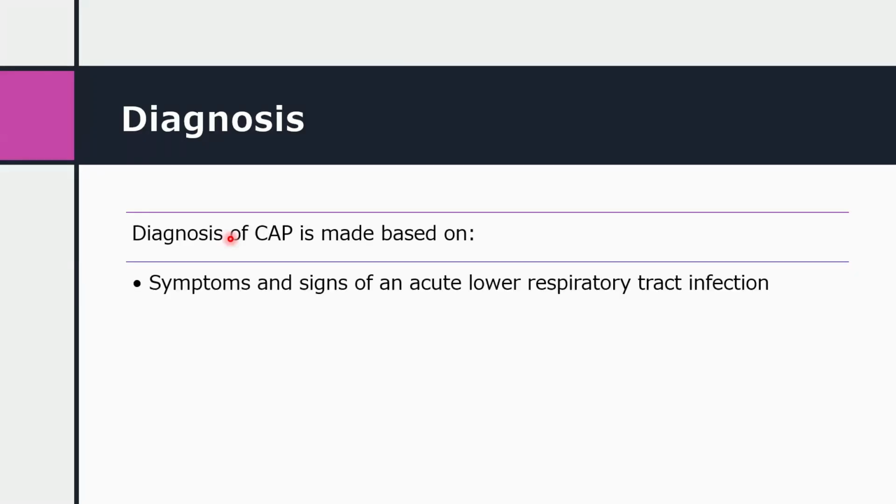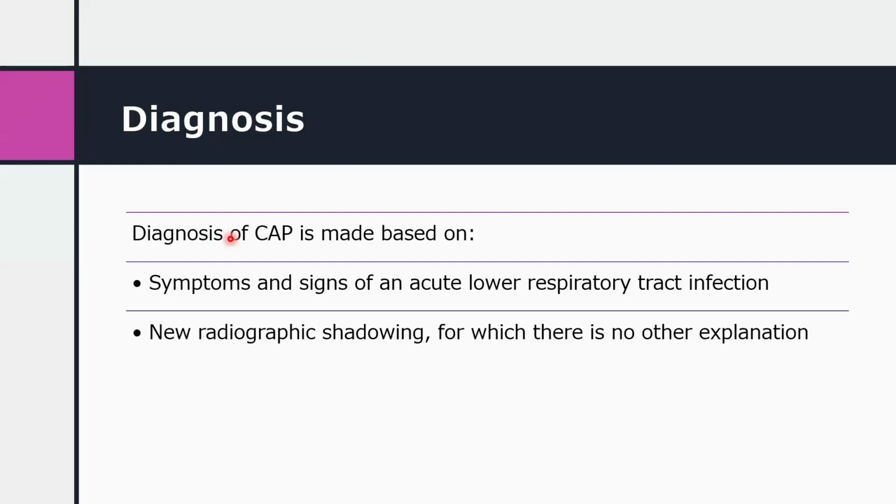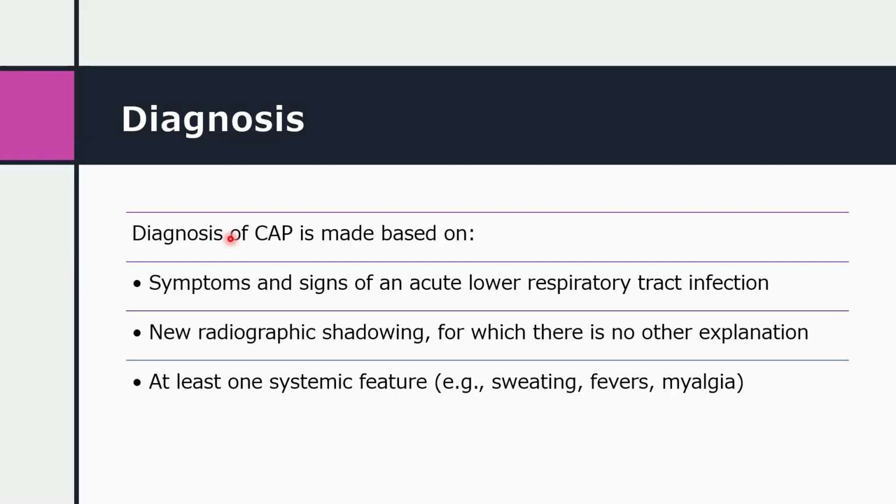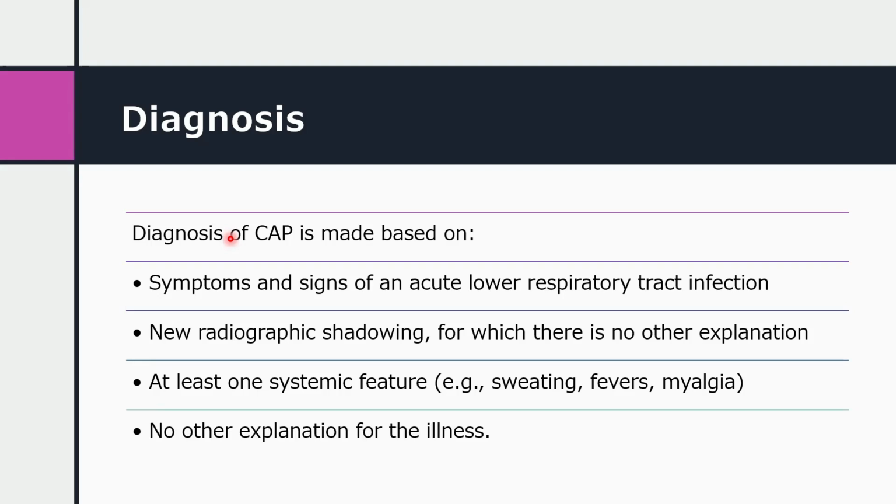Diagnosis of pneumonia is made on the basis of history, examination, and chest X-ray findings. There should be at least one systemic feature of sweating, fever, myalgia, and there is no other explanation for the illness.